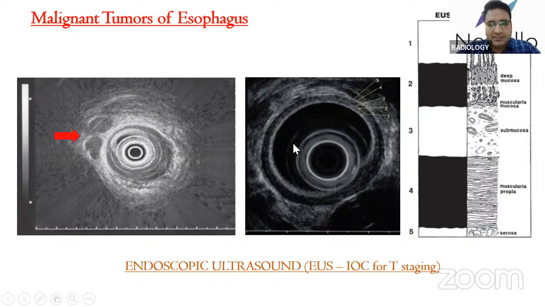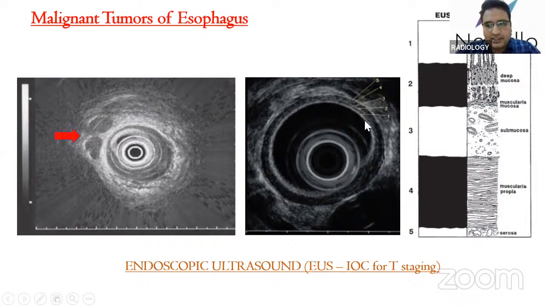Now look at this image, this one. What is this? This is our endoscopic ultrasound. This is the probe. And what is this? This is the esophagus. The outer part is the esophagus. Now look closely. Can you appreciate this white line?